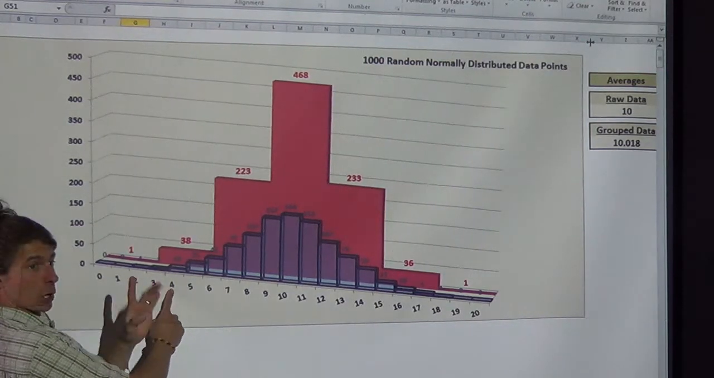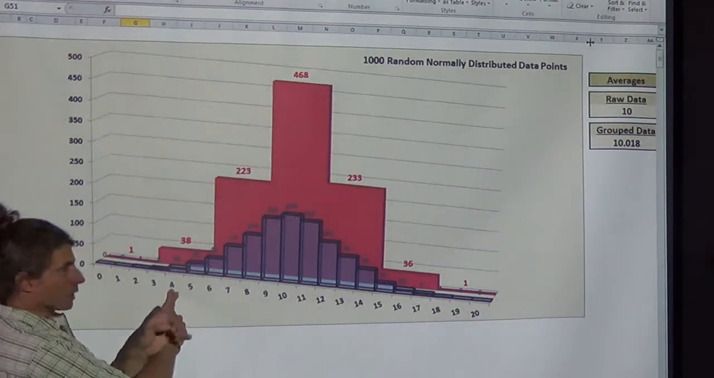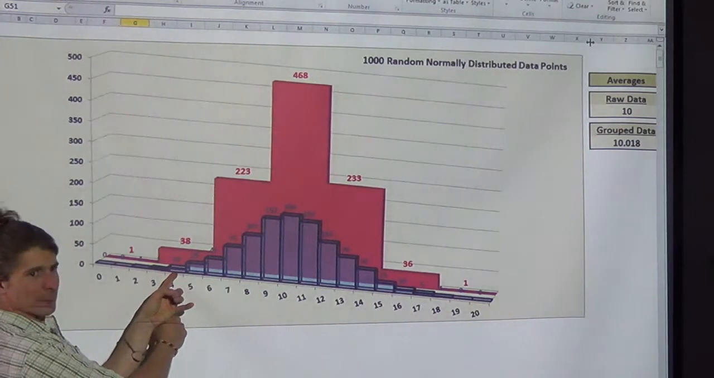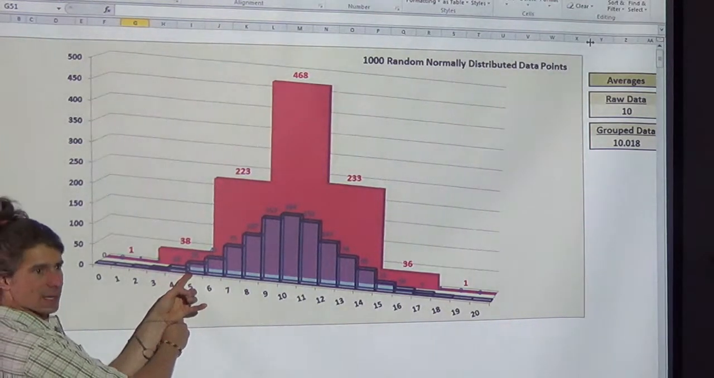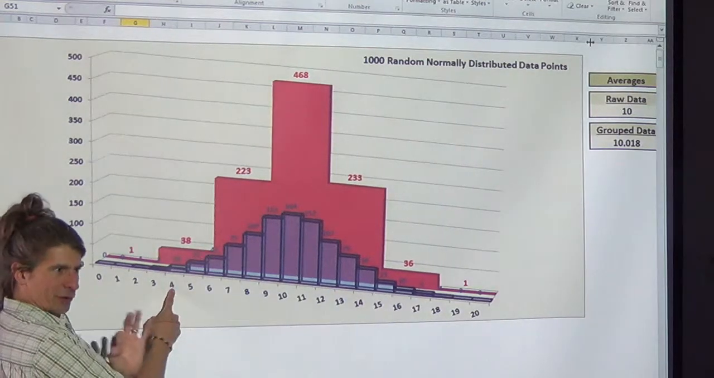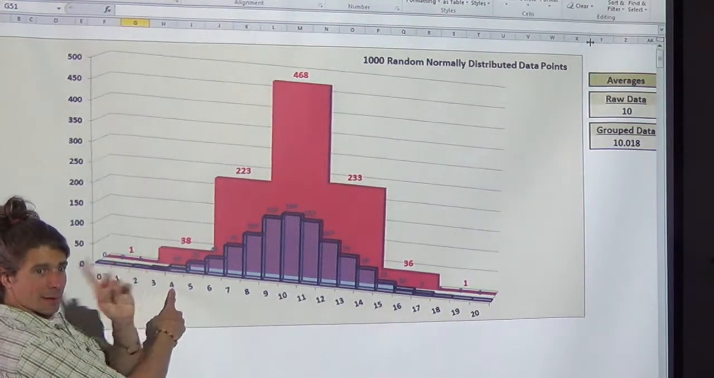Now notice, because we have the blue in front of us, notice that 4 is actually not the majority of the data, is it? 5 is. So that's going to be an incorrect, that's going to be off a little bit, isn't it? Keep that in the back of your mind.